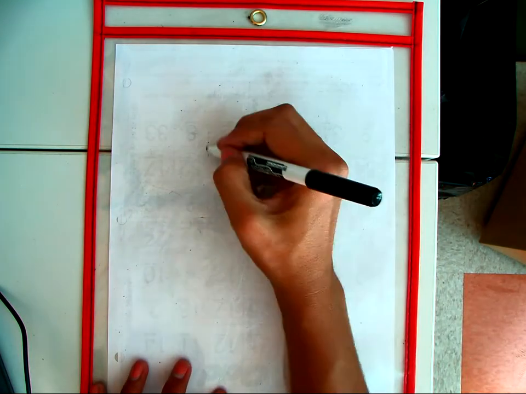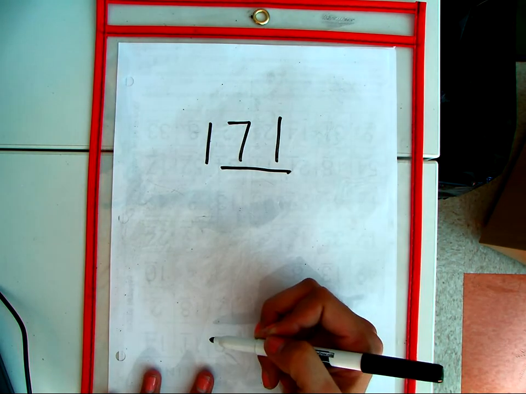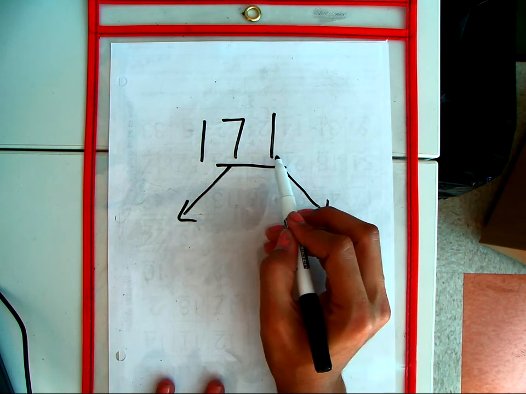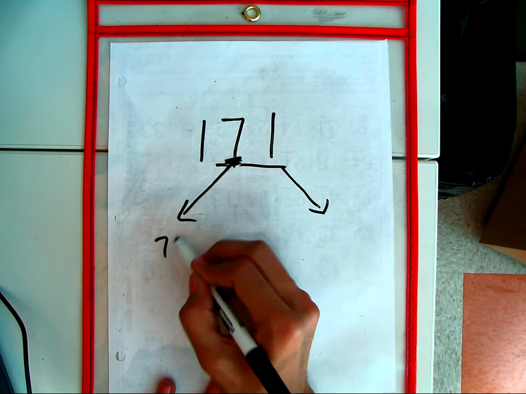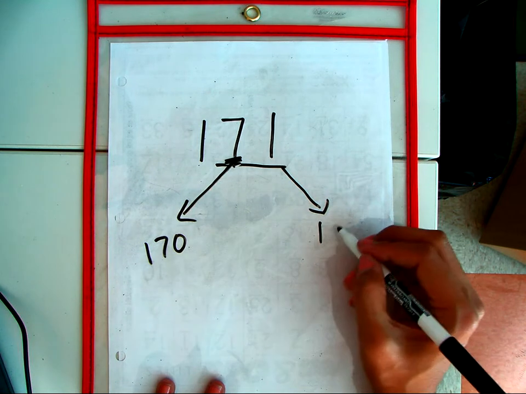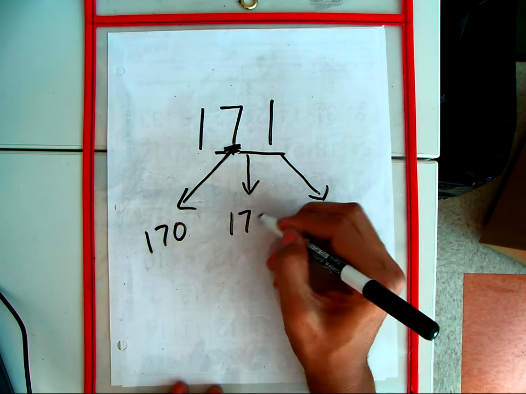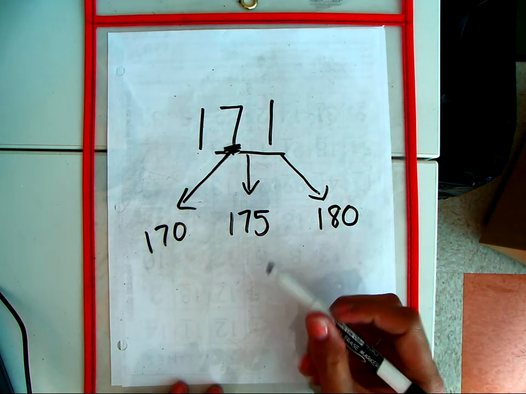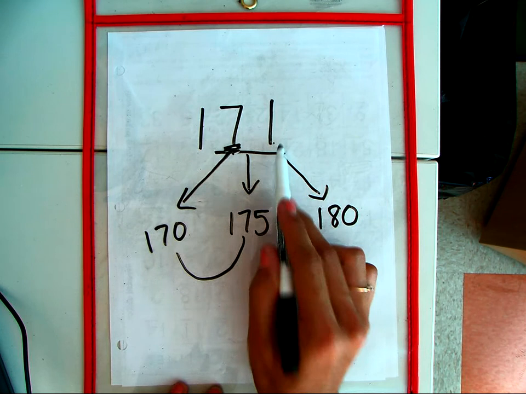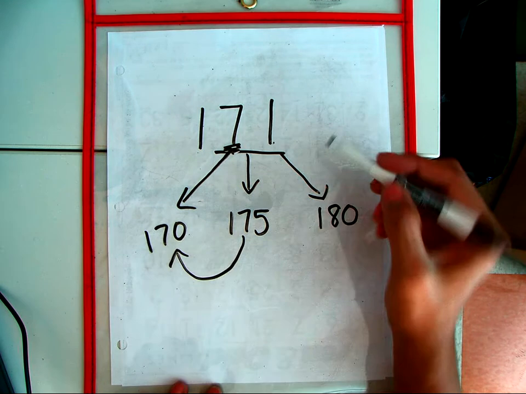Let's try another 3-digit number. I'm going to do 171. This is like I'm rounding the number 71. 71 is between 70, but I'm looking at hundreds, so 170. After 70 comes 80, 180. My midpoint is 175. I look, 171 is less than 175. So I know that I'm going to round down to 170.